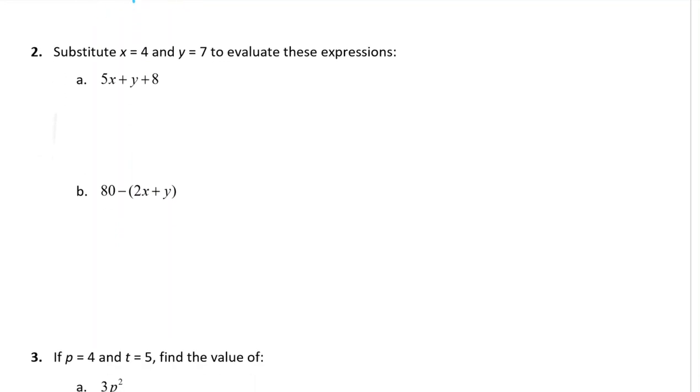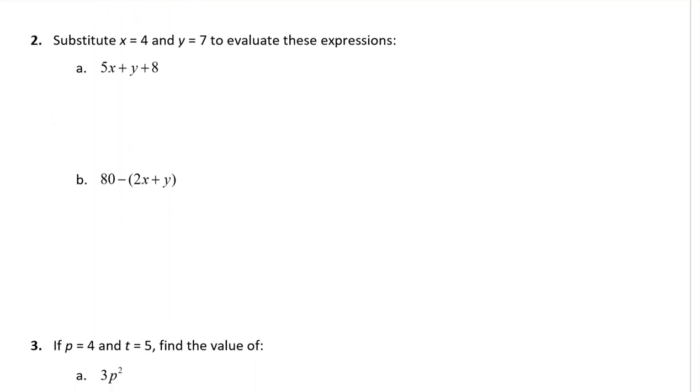Okay, let's try the next one. This is a little bit more complicated because this time I have 2 letters. I have x and y. X is equal to 4 and y is equal to 7. So again, we rewrite the whole thing, putting in the numbers where the letters are. So 5x, because it's next to, I need a times sign. So I need 5 times 4 plus y, but y is 7, and then plus the 8 on the end.